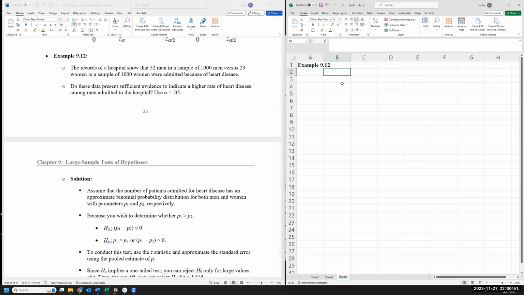So let's create the table. Here's population 1 and population 2. It looks like they both have 1,000, and men 52. So it looks like men is higher. So we're going to put men as population 1 and women as population 2. The sample sizes are both 1,000. And the X is the number who have heart disease, 52 men and 23 women.